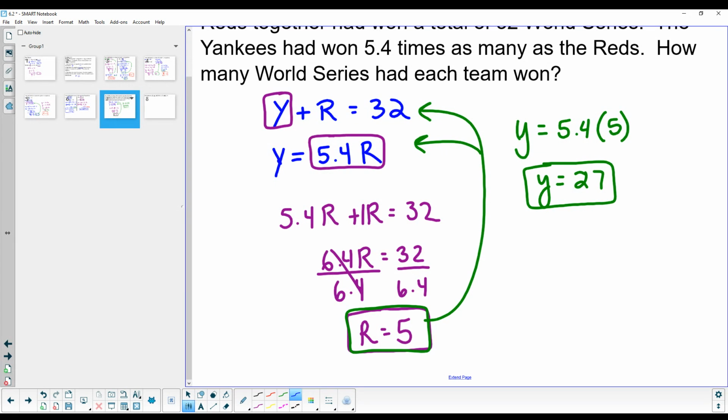This is the only time in an application problem like this where you don't have to write it as an ordered pair. They want to know how many World Series had each team won. The Reds had 5 and the Yankees had 27. You do not have to write this as an ordered pair because it does not designate what's X and what's Y. So if it's an application problem like that, or how many of each is there, there's no ordered pair for that type of answer. It's just what's happening for each situation.